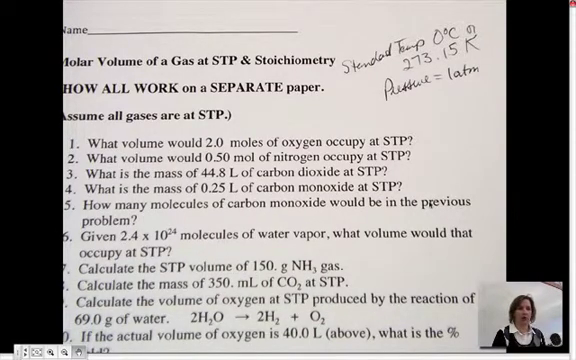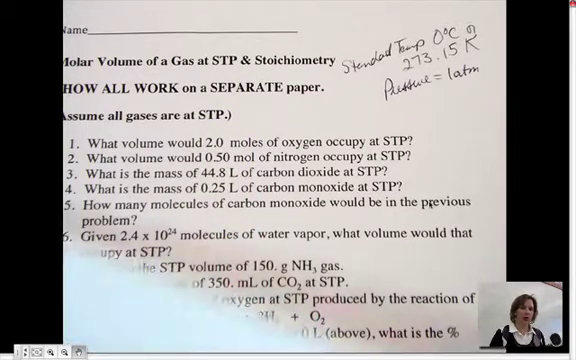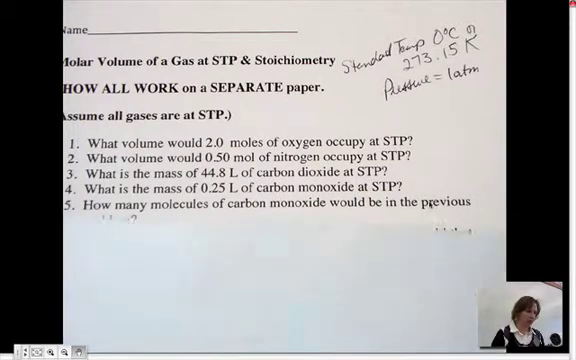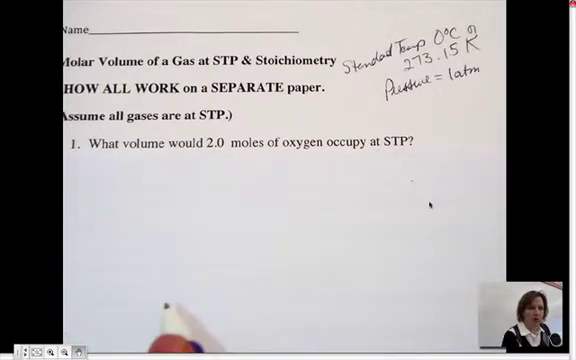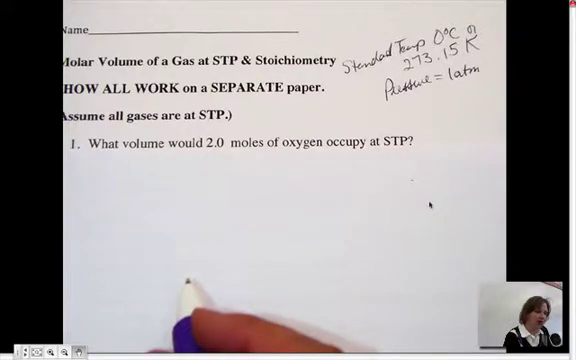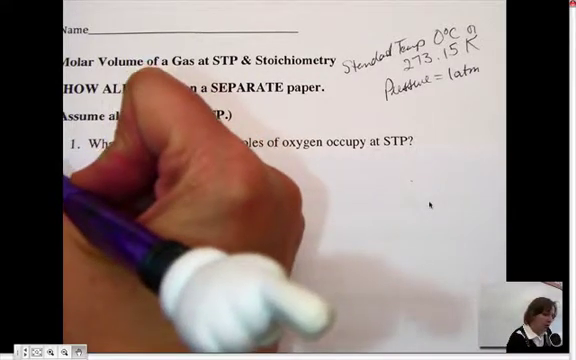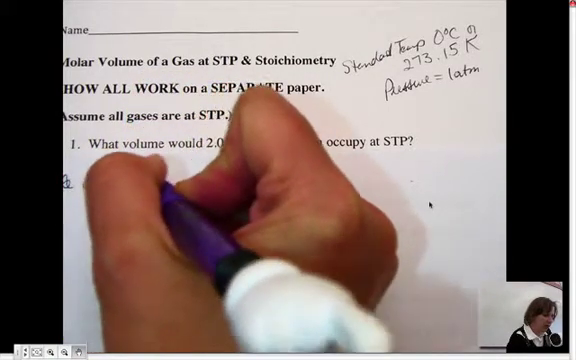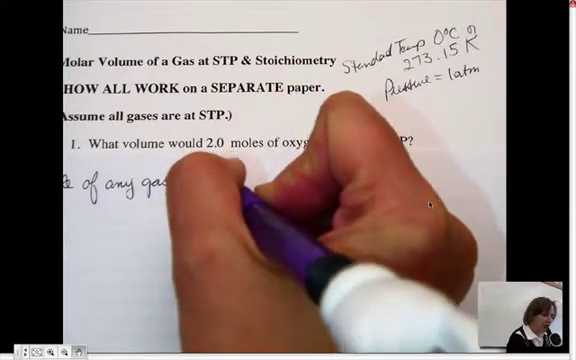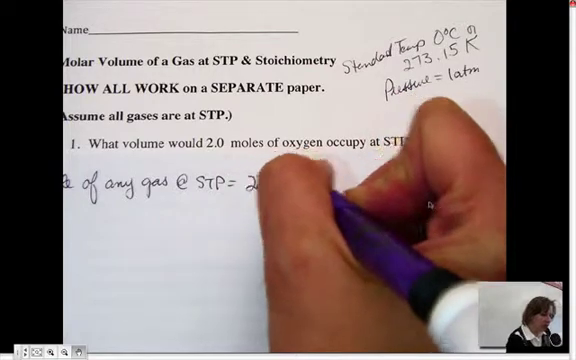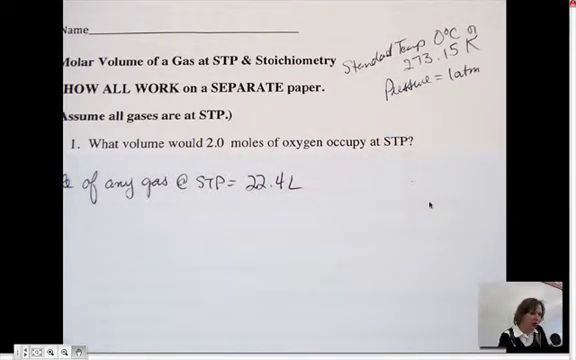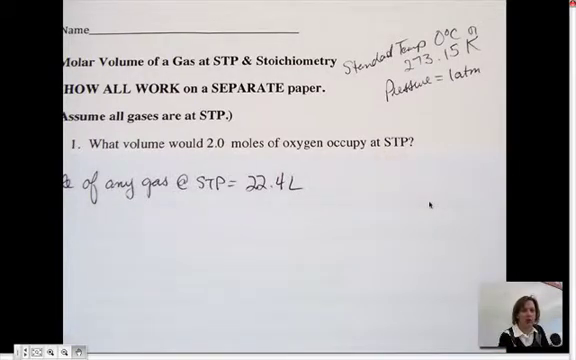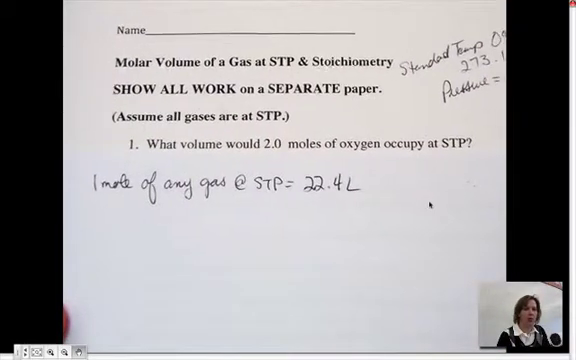So the conversion factor that we're using is going to be molar volume, and molar volume says that 1 mole of any gas at STP is 22.4 liters. So let me show you how to use this in a problem. For number 1, for example, what volume would 2 moles of oxygen occupy at STP? Since 1 mole of any kind of gas, doesn't matter what kind it is, at standard temperature and pressure is 22.4 liters, when you see STP in your problem, that's just giving you permission to use 22.4 liters per mole.